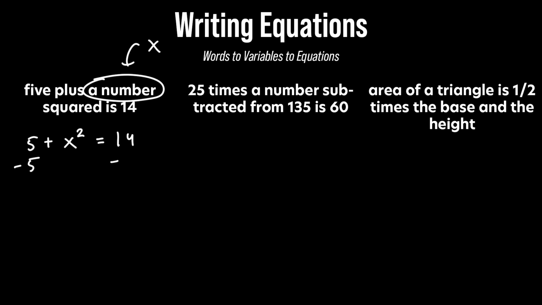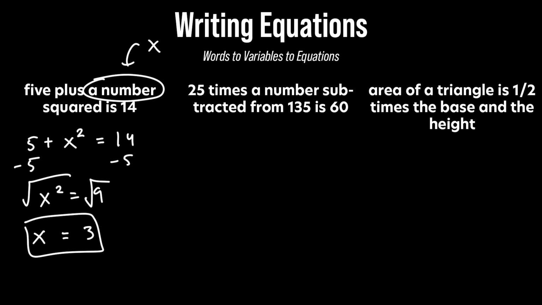Let's subtract 5 from both sides, and we get x squared is equal to 9. And we know that if we take the square root of both sides of the equation, it negates the square, so it's x is equal to the square root of 9, which is 3. So this is actually our answer.